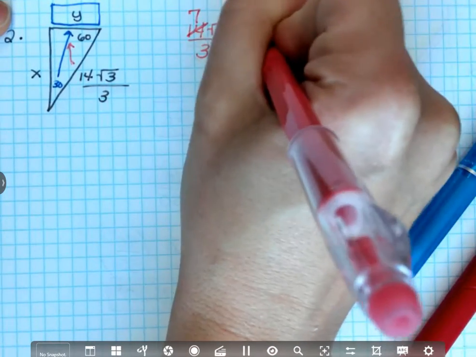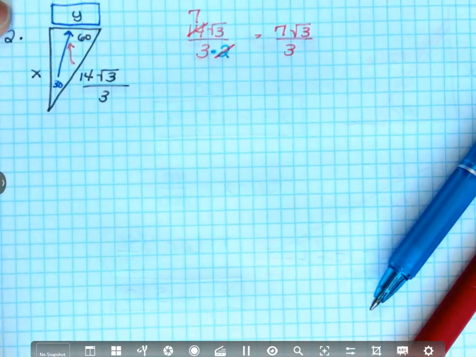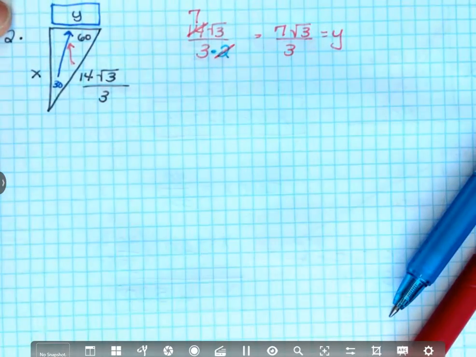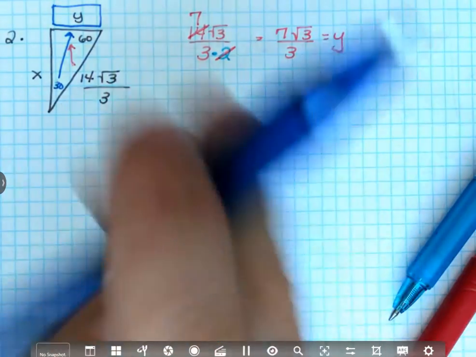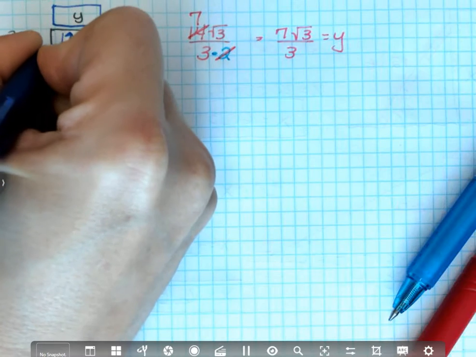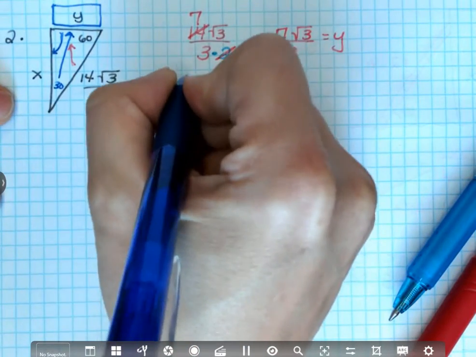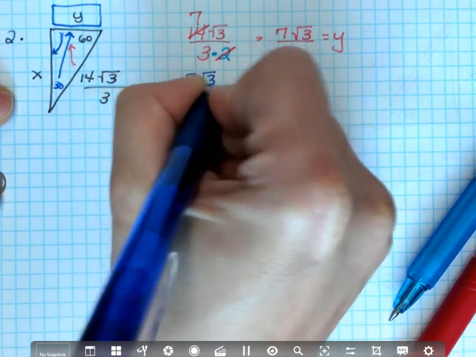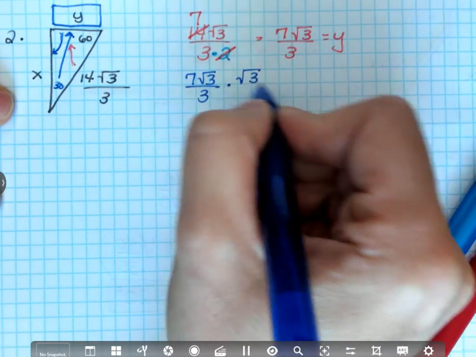So this is 7 root 3 over 3 for y. When I'm looking for x, so I have y, how do I go from the short leg to the long leg? Multiply by root 3. So I'm going to take 7 root 3 over 3 and times it by the square root of 3. Don't times top and bottom by it.